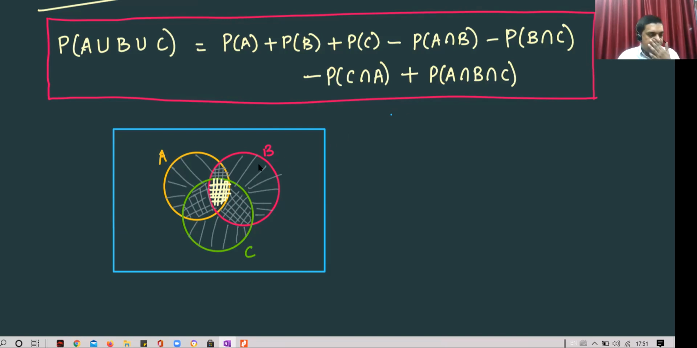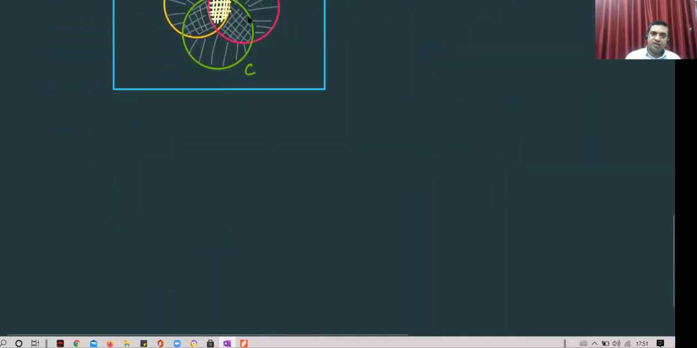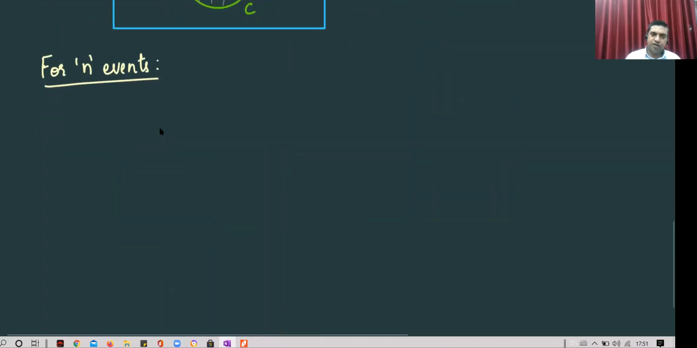So in counting, this particular result, not in probability, in counting, is called the principle of inclusion and exclusion in a sequential manner. Now the same thing for n events. This is of course not there for your CBSE, but it is there for the entrance exams.